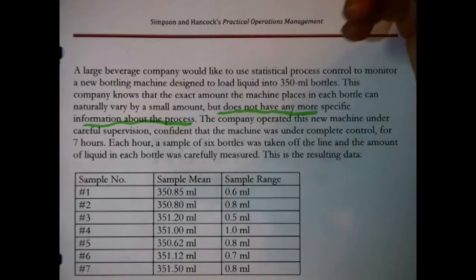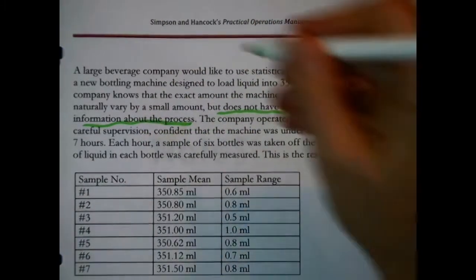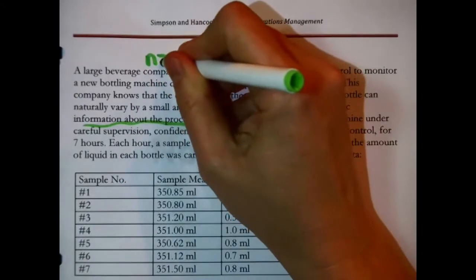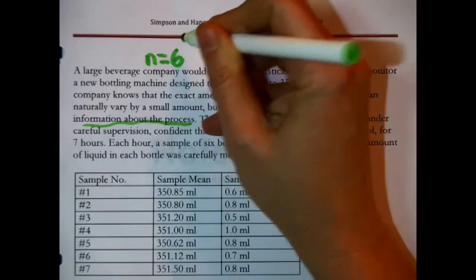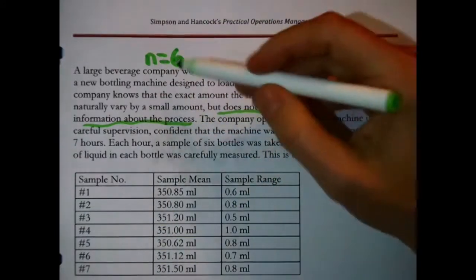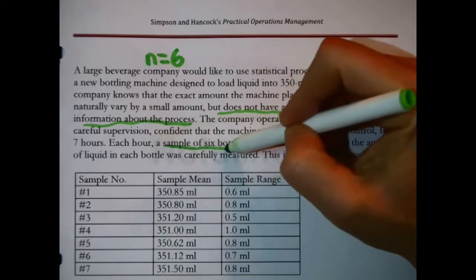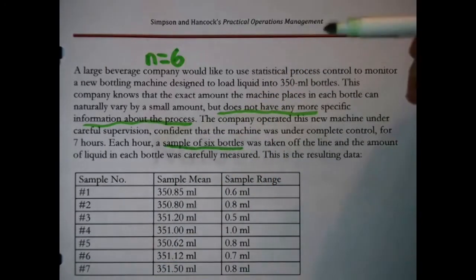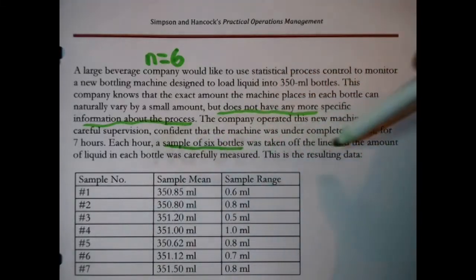Continuing on, the company operated this new machine under careful supervision, confident that the machine was under complete control for 7 hours. Each hour, a sample of 6 bottles. I want to note that lowercase n is the size of the sample, and we have just been told that each sample is going to be 6 bottles. Anyway, each sample was taken off the line and the amount of liquid in each bottle carefully measured. This is the resulting data.